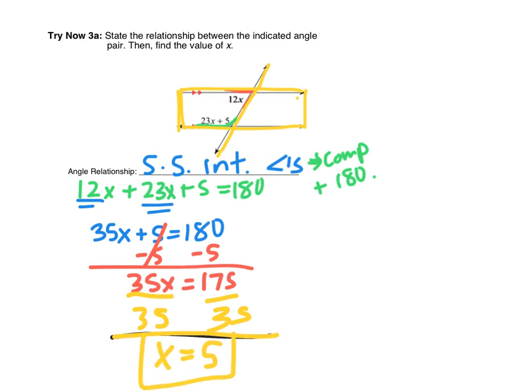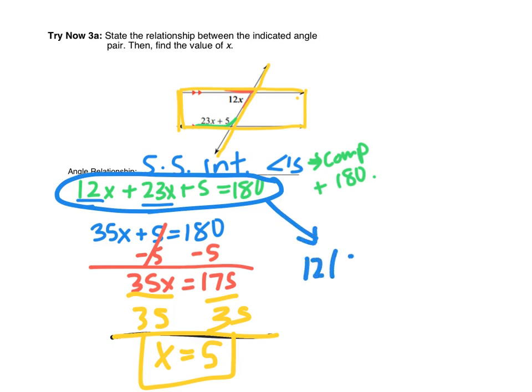Now, if you want to check your work, it's actually pretty easy to do. What you're going to do is take this equation up here, and plug x back in. So I'm going to do 12 times 5 plus 23 times 5 plus 5, and it should equal 180. If it doesn't equal 180, I did something wrong. If it does, we're good to go.